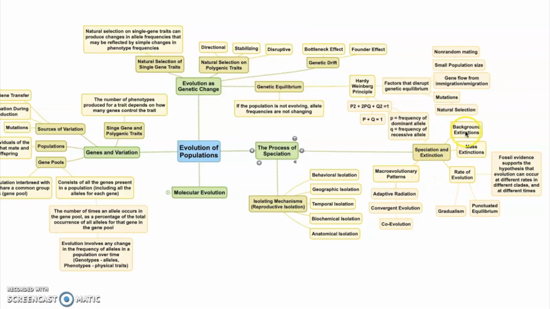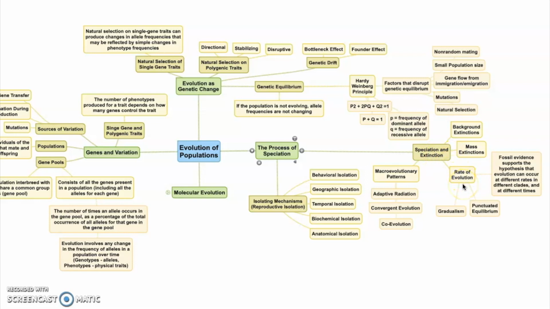We also talk about extinctions. We have background extinctions. These are just the normal types of things that are occurring at a very low level constantly. And then we have mass extinctions, which are things like the meteor impact that killed the dinosaurs. There have been 5 major mass extinctions throughout the history of the Earth.